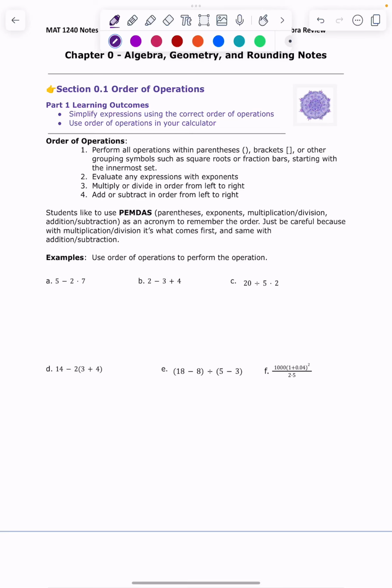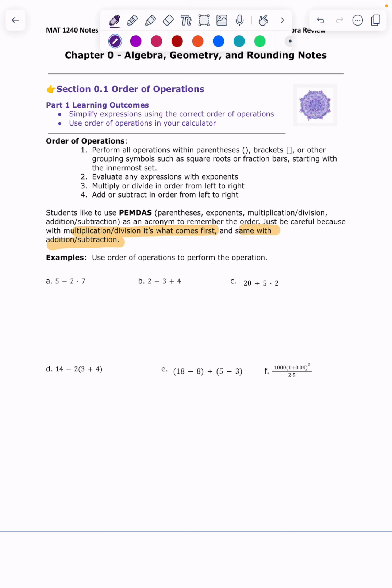Okay, this first video is section 0.1, order of operations. So you guys might have learned PEMDAS for order of operations, and that's a good start, but you have to be careful because with multiplication and division, it's whatever comes first, and the same with addition, subtraction. So you can use PEMDAS, just remember those two caveats.